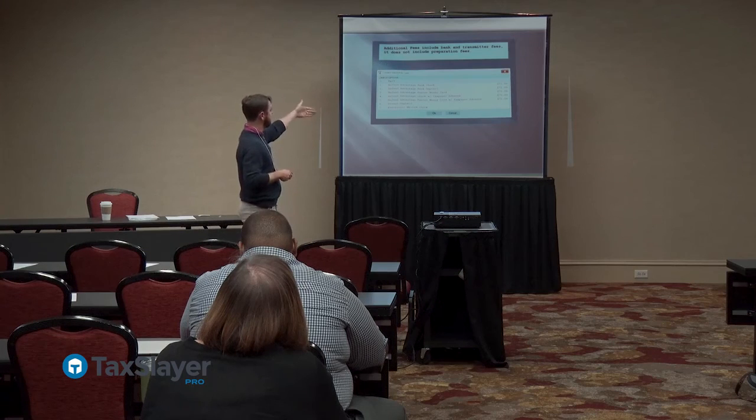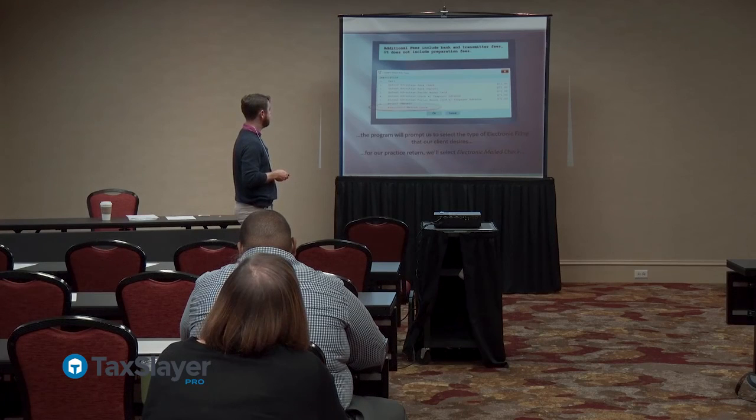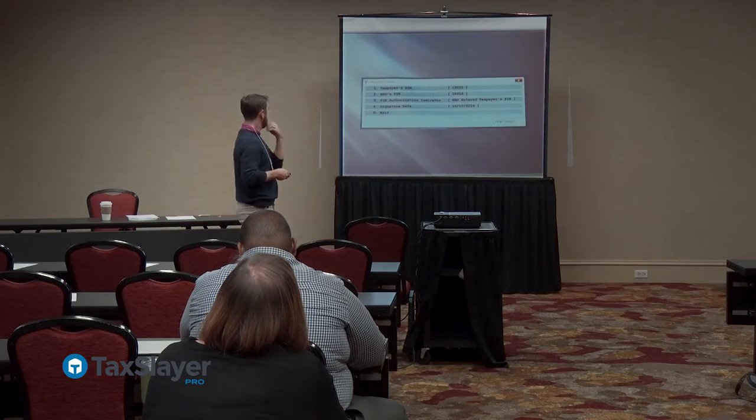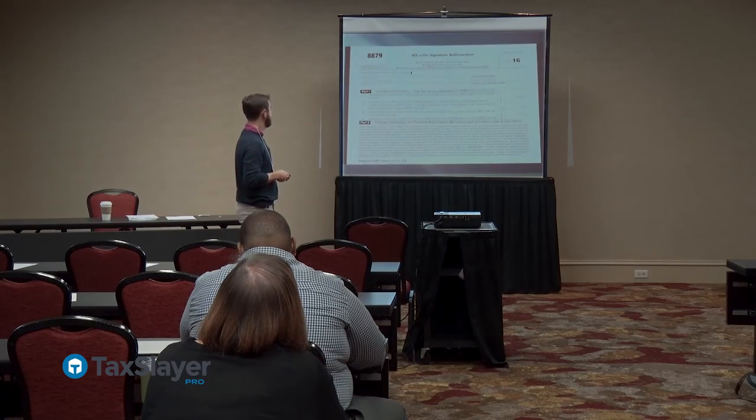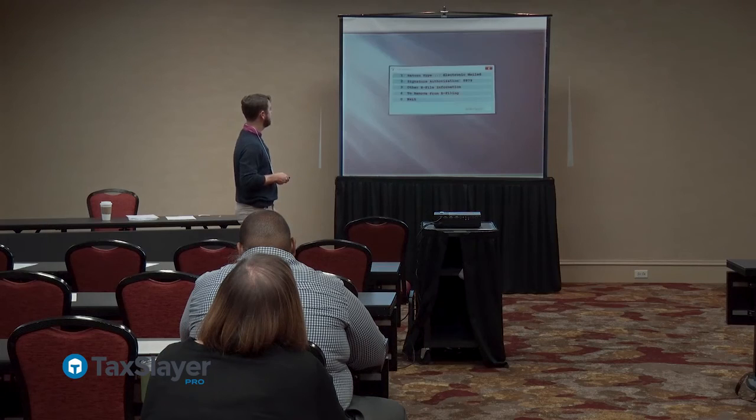Do they want a check? Do they want a deposit? Do they want a debit card? Okay. Electronic mail check. Here the taxpayer's pin is going to populate. Your pin's going to populate. There's the date. Okay, and then we can view the Form 8879 if we would like. There it is. Pretty simple.